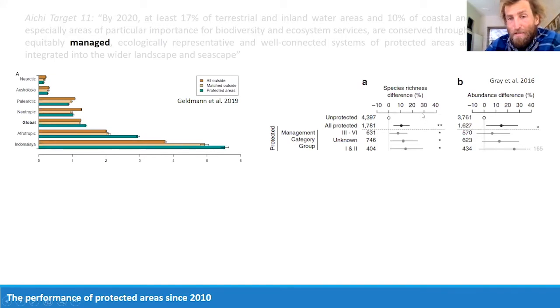But on the plus side, we've got some positive news. This is the results from the Gray et al. study, 2016, I think. This study showed that species richness and population abundance are both greater inside protected areas than their matched regions outside. So that's a good thing, and that is consistent across these different protected area categories, more or less.